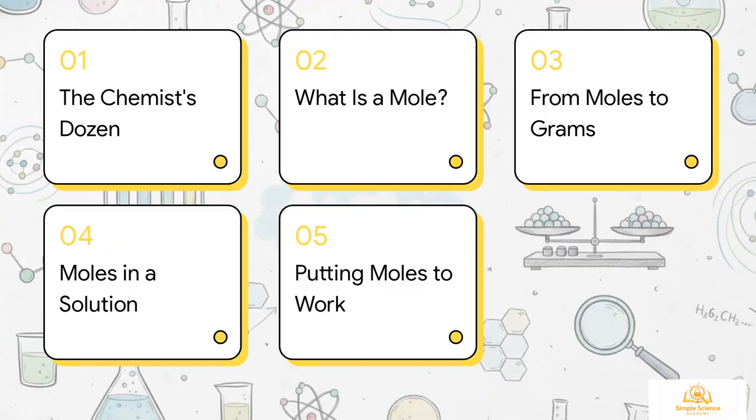So here's our game plan. We'll start with a simple idea I'm calling the chemist's dozen. Then we'll get into what a mole really is. After that, we'll see how to get from moles to grams, something you can actually weigh. We'll look at moles in a solution, and then finally we'll put it all together and solve a problem.